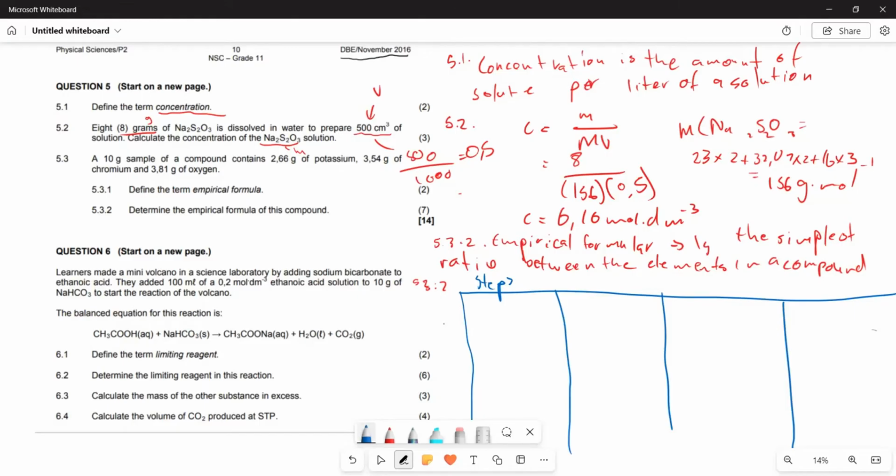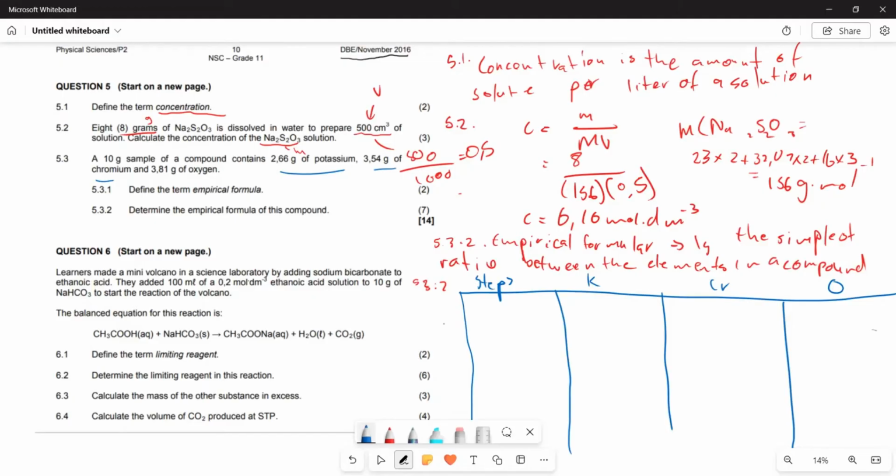Let's see in terms of what we are given. So they say a 10 gram sample contains potassium. It also contains chromium, which is 3.54, and also 3.81 of oxygen. So you're going to come here and say, look, firstly we have potassium, then you have chromium, then you have your oxygen. So which means now, what is the first step?